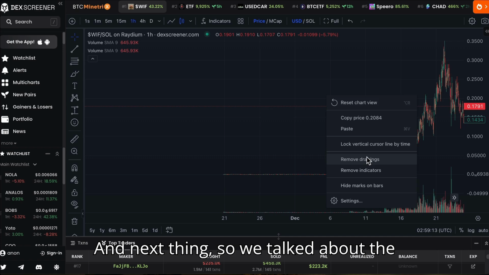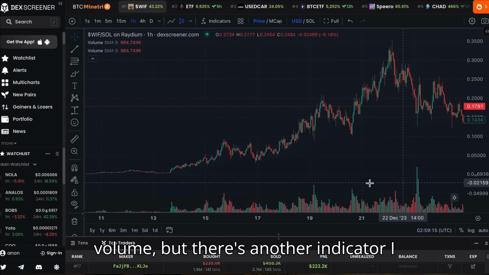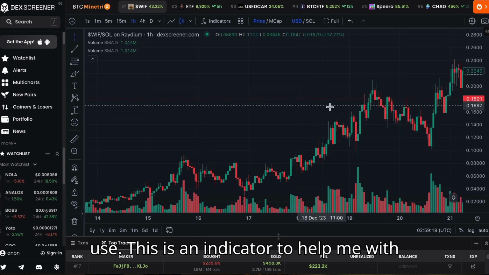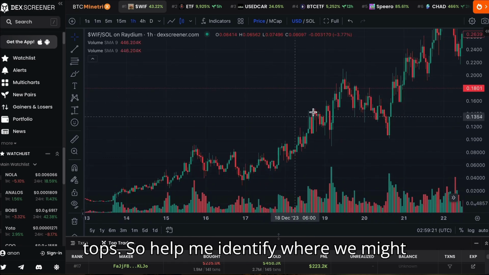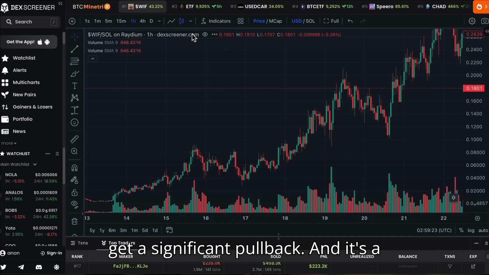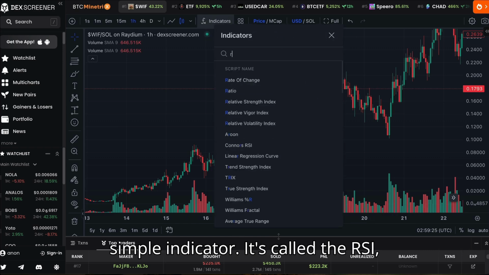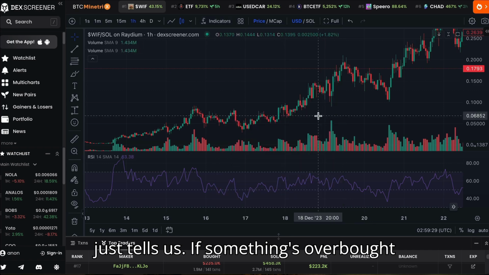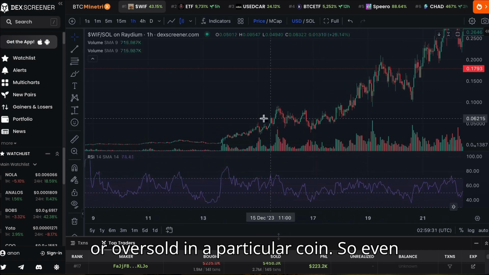And next thing, so we talked about the volume, but there's another indicator I use. This is an indicator to help me with tops, so help me identify where we might get a significant pullback. And it's a simple indicator. It's called the RSI, Relative Strength Index. And it kind of tells us if something's overbought or oversold in a particular coin.